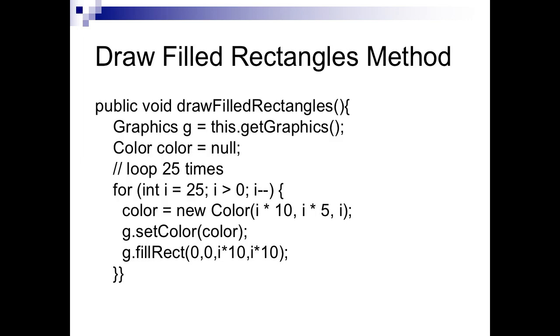So here's an example where we draw a series of different filled rectangles at different colors. So we make a new color using red, green, and blue colors, and then we set the color and we fill the rectangle, and that gives us increasingly large numbers of rectangles with different colors with steps that you can see.